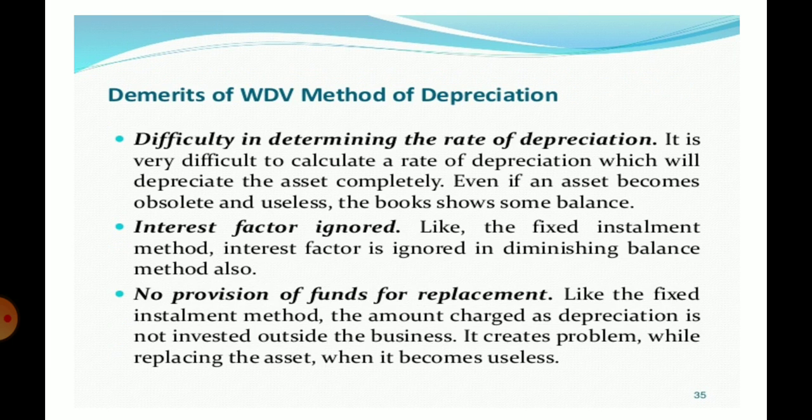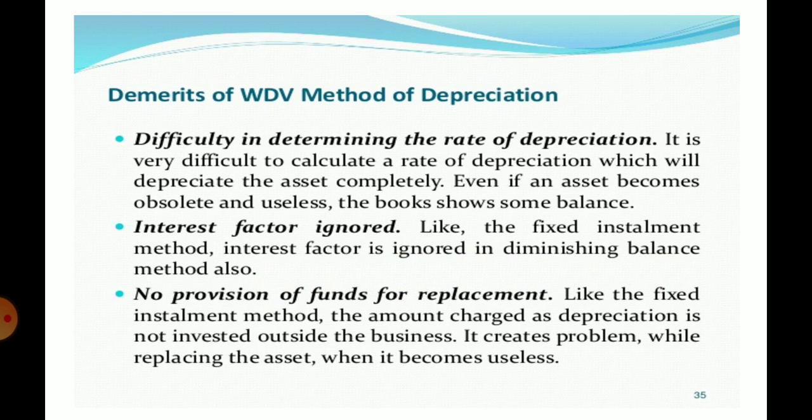But there are some demerits also. It is difficult to determine the rate of depreciation every time. It is quite difficult, and even if the asset becomes obsolete, the books still show some balance. Interest factor is ignored, like in the fixed installment method. Interest factor is ignored in the diminishing balance method also.